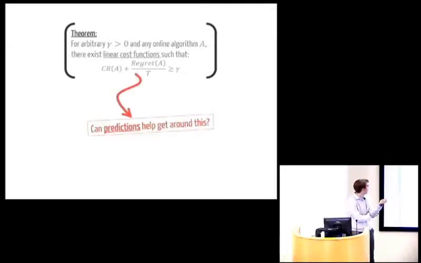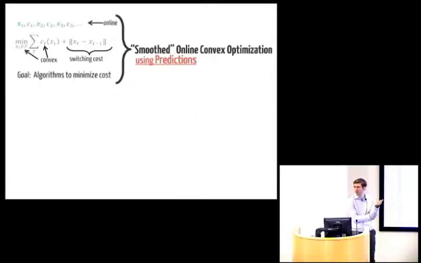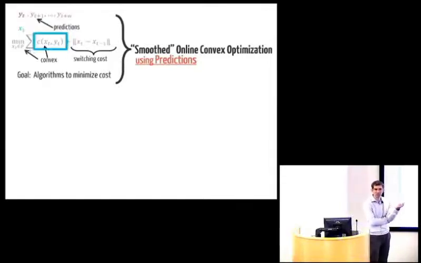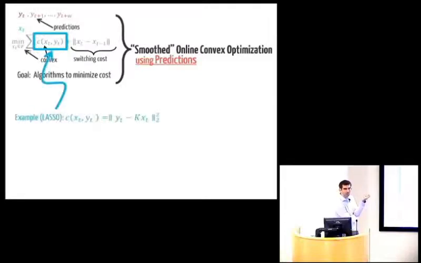And so the question would be, can predictions help us get around this? Is this lack of information about the future the stumbling block? And then you get into the question of, well, how do we talk about predictions in online algorithms? And this tends to get a little messy. So the way we view it here is we look at a parameterized cost function, and the predictions are of the parameter. And so the y of t is the parameter.